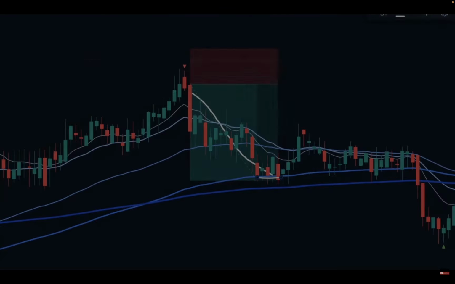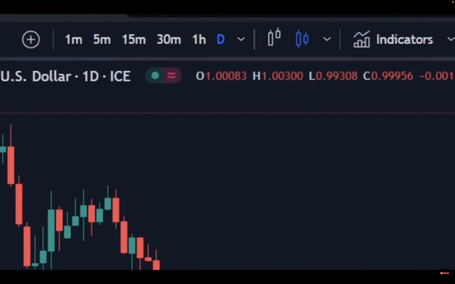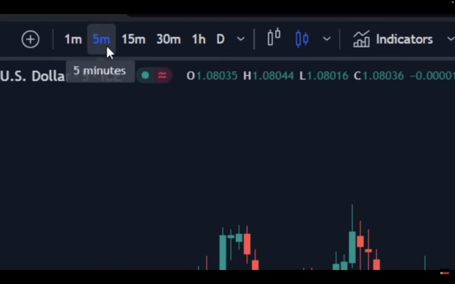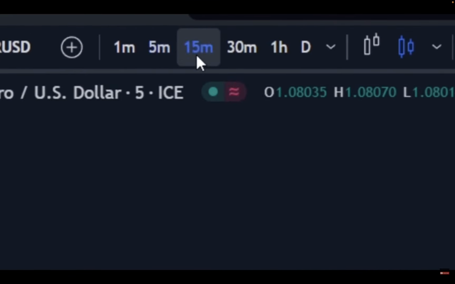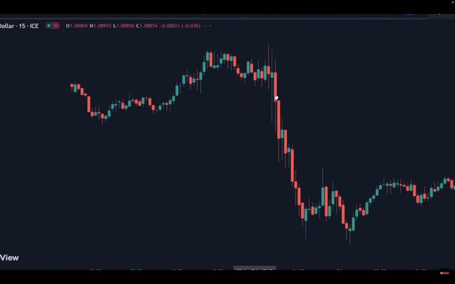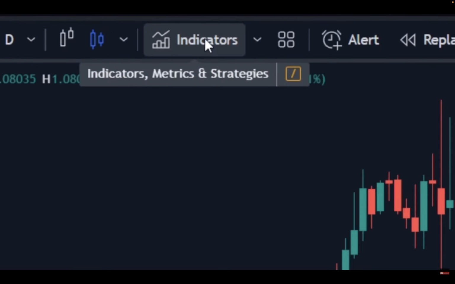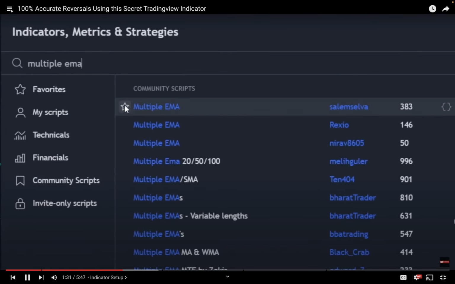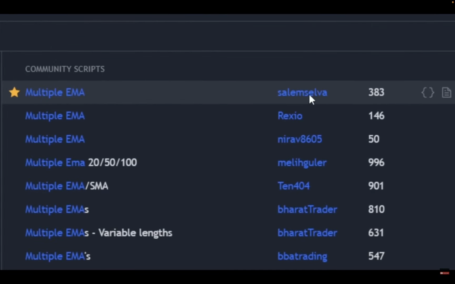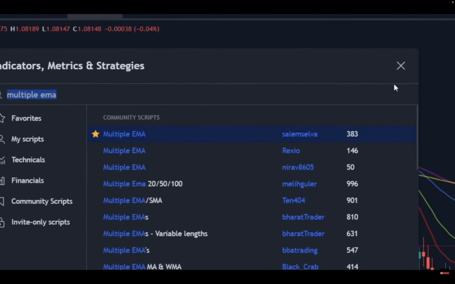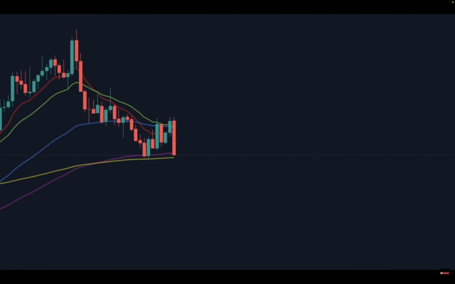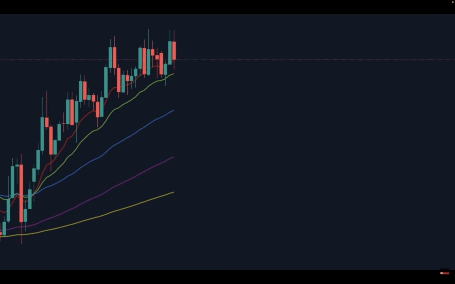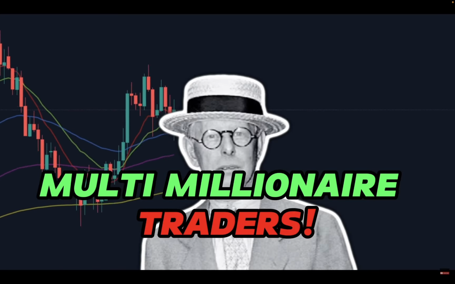So let's get started. Open a fresh chart on TradingView and quickly select your favorite time frame. I suggest you use a 5 to 15 minute time frame for this strategy. Once selected, click on the indicator tab. Here, search for multiple EMA. Once found, make sure it is by the author Salem Selva. Simply click to apply. It may be one of the simplest indicators on TradingView, but at the same time, this indicator is used by multi-millionaire traders.